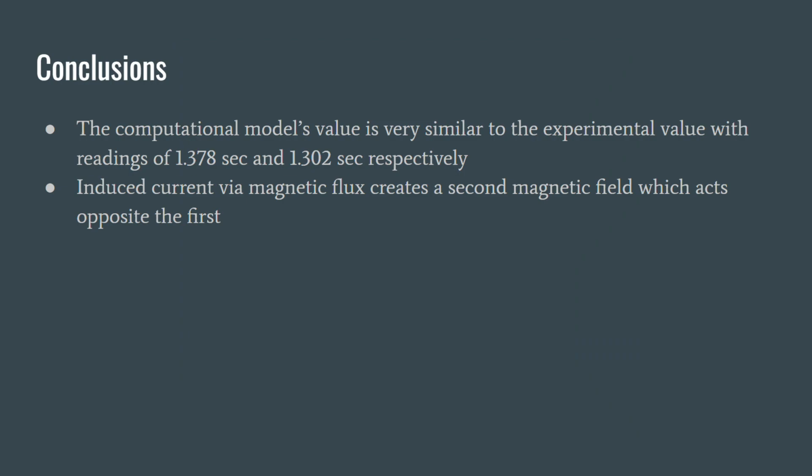So the conclusions that can be made are that the computational model's value is very similar to the experimental value, with readings of 1.378 seconds and 1.302 seconds respectively, and that the induced current via magnetic flux creates a second magnetic field which acts opposite the first.